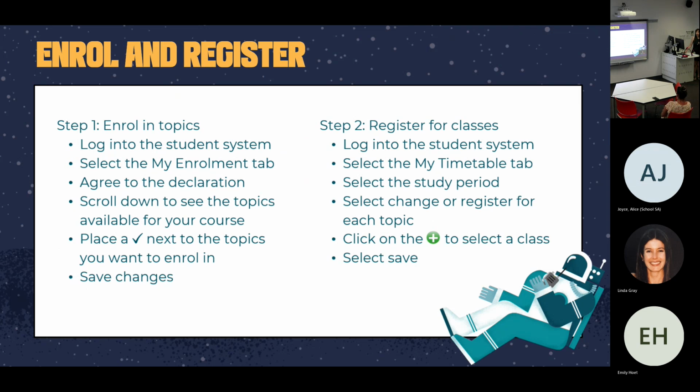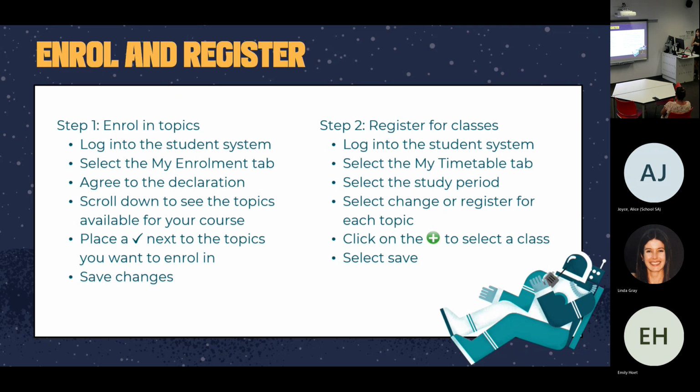Make sure you're enrolled in your topics. I'm pretty sure you'll all have done that by now. If you haven't, then this week is your time to check your enrollment and make sure that you've covered everything. You'll need to agree to the declaration before you can enroll. Scroll down to see the topics that are available to you and put a tick next to the ones that you want to enroll in and press save. And then register for your classes. So you need to enroll but also register for classes.